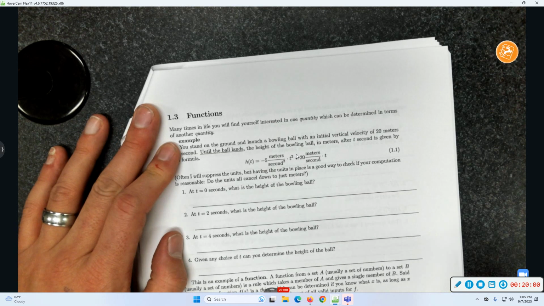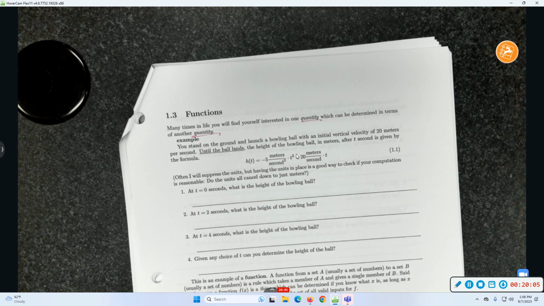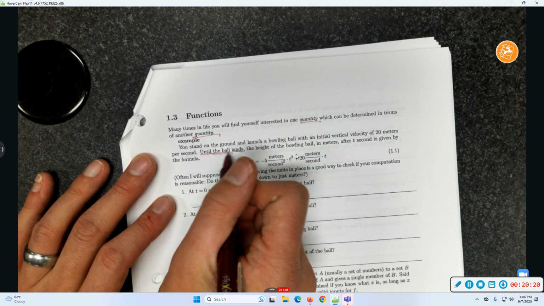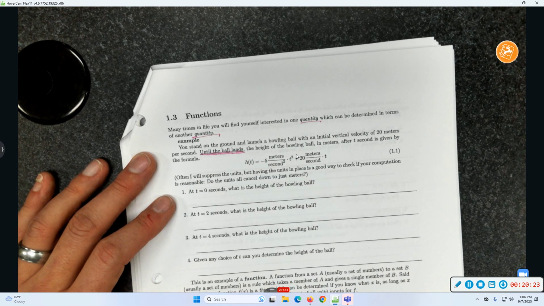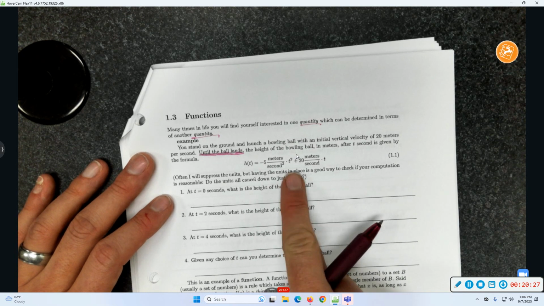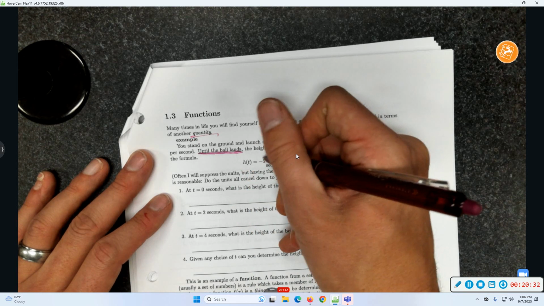So many times you'll find yourself interested in some quantity which can be totally determined in terms of another quantity. Such a thing is called a function, and maybe we'll see an example right now. So suppose you stand on the ground and you throw a bowling ball vertically with an initial velocity of 20 meters per second. Until the ball lands, and this is underlined for a reason that will become clear soon, the height of the bowling ball in meters is given after t seconds by this formula. Height is -5 meters per second squared, if you like.